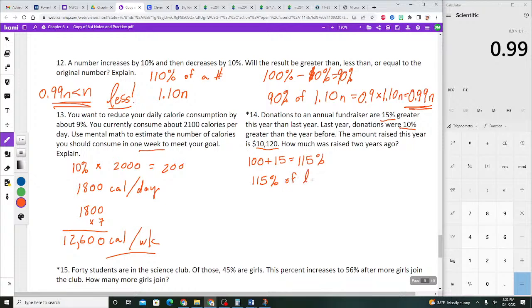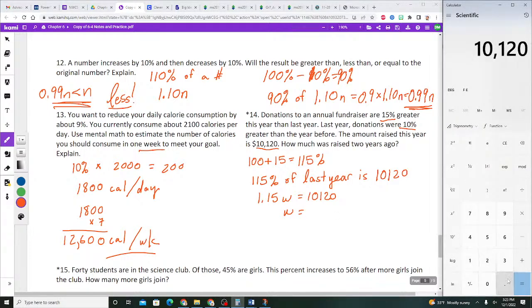And so we know that 115% of last year is 10,120. So that means we're looking at 1.15 W equals 10,120. We solve this by dividing, which gives us 10,120. Oh, whoops. I think I didn't make a mistake. There we go. So we get 8,800.